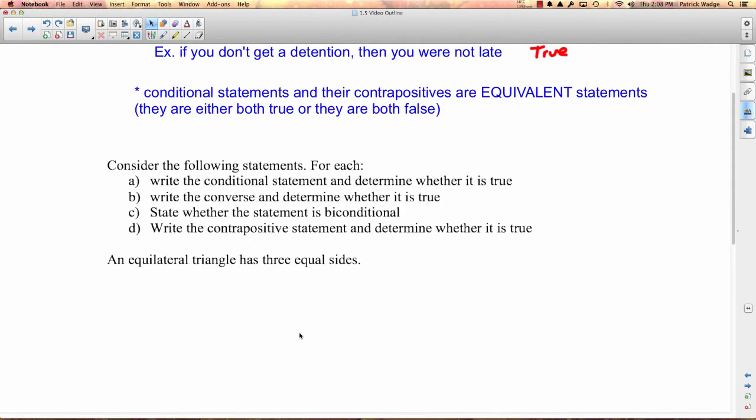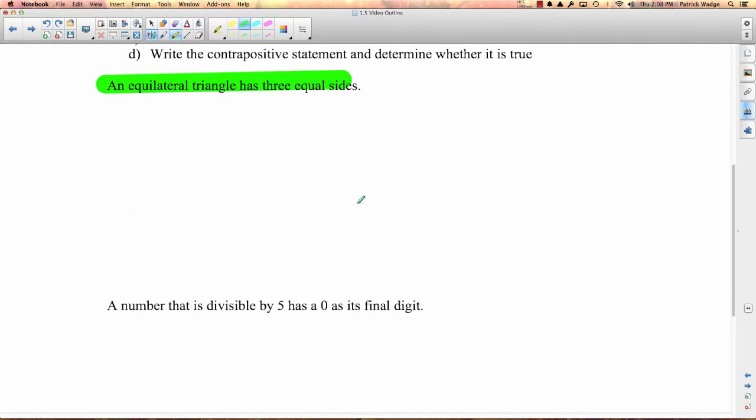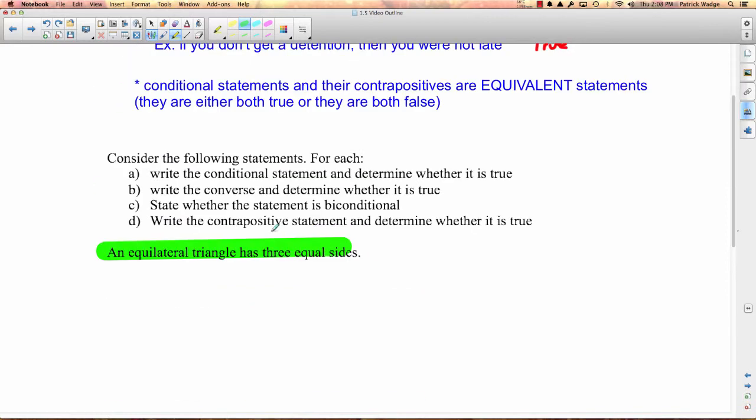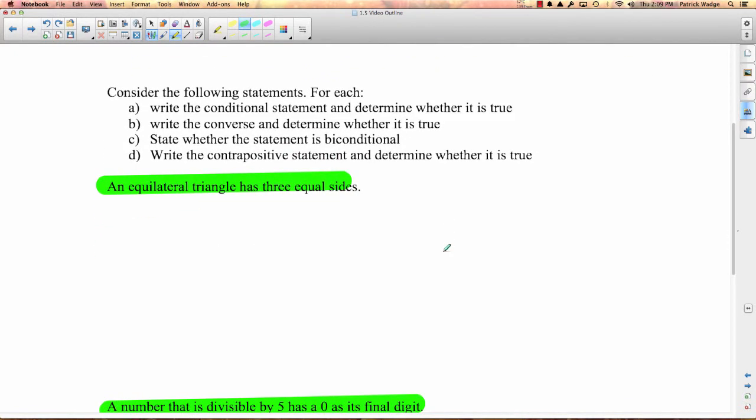Okay? Alright, here's a couple questions. Consider the following statements. Here's two statements, and these are the two we're going to work on. For each of those we have to do four things. We want to write the conditional statement and determine whether it's true. We want to write the converse and determine whether it's true. We're going to state whether the statement is biconditional or not, and we're going to write the contrapositive statement and determine whether it's true.